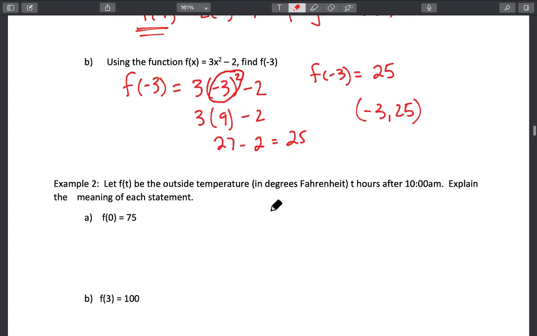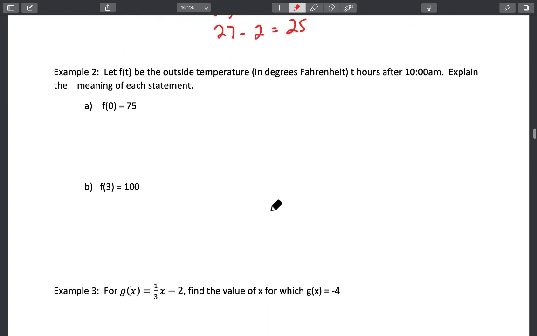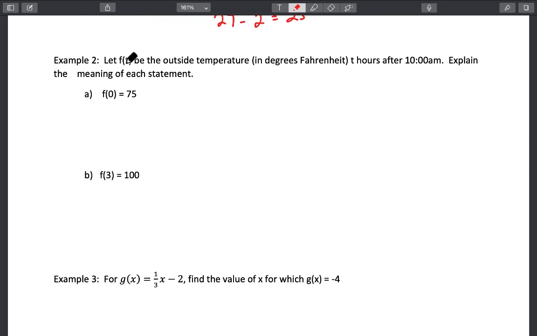All right, let's get some practice at interpreting what these functions mean. It says let f of t be the outside temperature, that's one variable, that's your dependent variable, in degrees Fahrenheit, t hours after 10 a.m. and that is your independent variable. Okay, in other words, that's your input. All right, the t hours after 10 a.m. Explain what the following means in the context of the problem.